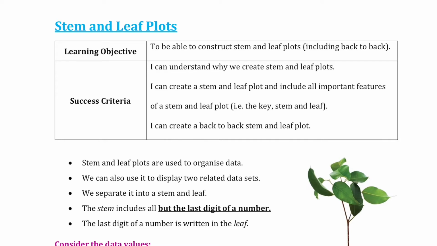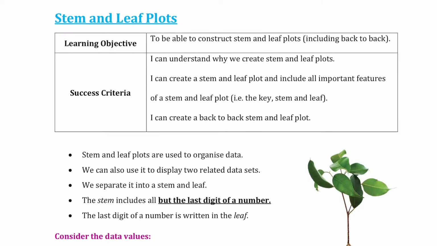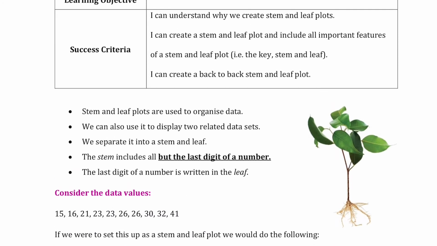Your success criteria will be that you can understand why we create stem and leaf plots, that you'll be able to create a stem and leaf plot which includes all the important features of a stem and leaf plot, so for example, the key, the stem, the leaf, and that you'll be able to create a back-to-back stem and leaf plot as well. So just going through some brief points about a stem and leaf plot.